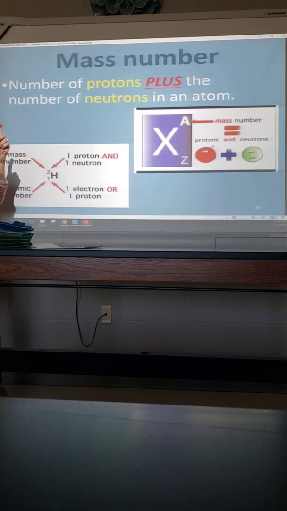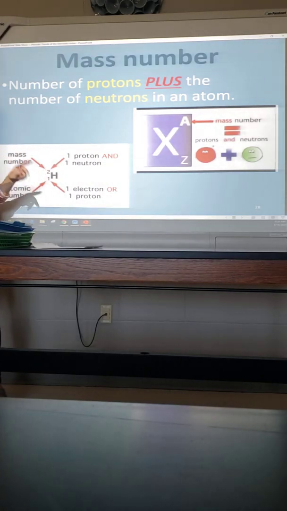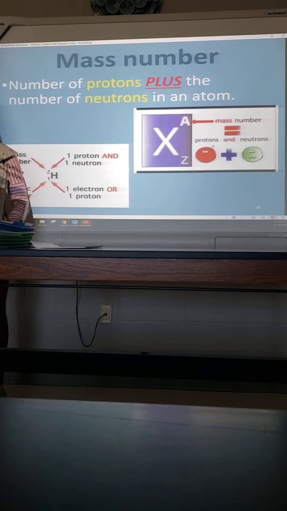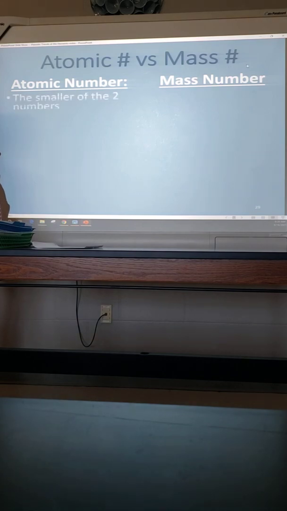So that hydrogen has one proton and it has one neutron, so that number is 2. The atomic number, 1 proton, so it has an atomic number of 1. All right. Here's how we keep it straight. The atomic number is always going to be the smaller number. Always.